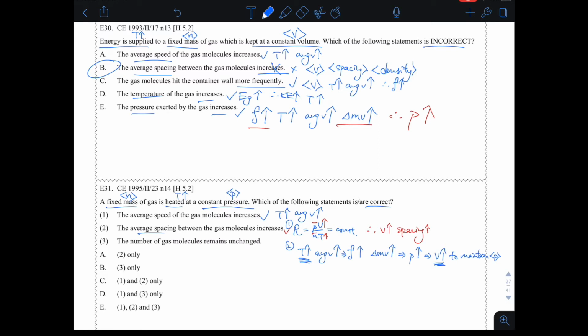Lastly, the number of gas molecules remain unchanged. Yes, because fixed mass, because N is constant. Okay, then the answer is E.